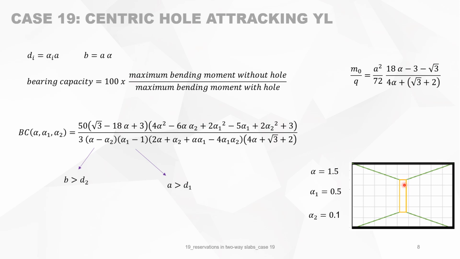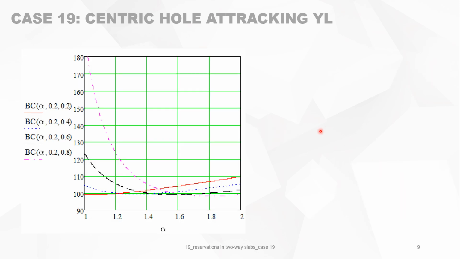Now, let's visualize it. Suppose this is a reservation and a slab with alpha 1.5 and alpha 1 is 0.5. So it means that this is half of this length, and this length is 1.5 times this length. And alpha 2 is 0.1, so that's the width of the reservation. You can use this formula, you can calculate, and you see that making a reservation like that does not lead to loss of bearing capacity. So that's nice to see.